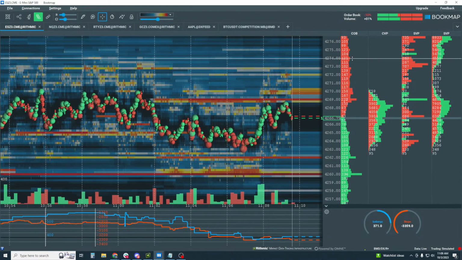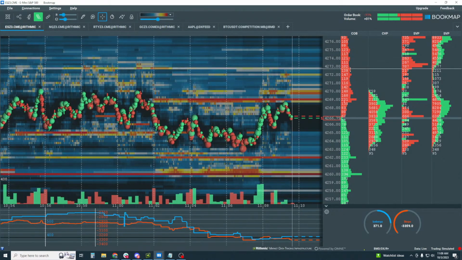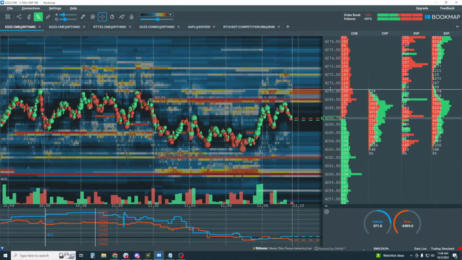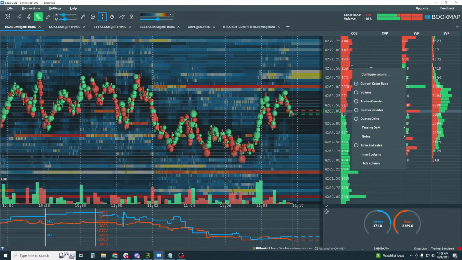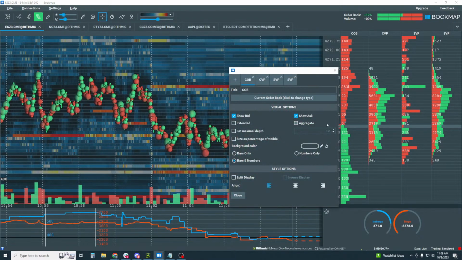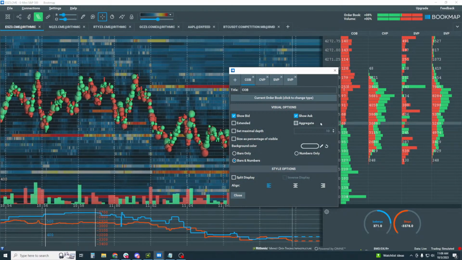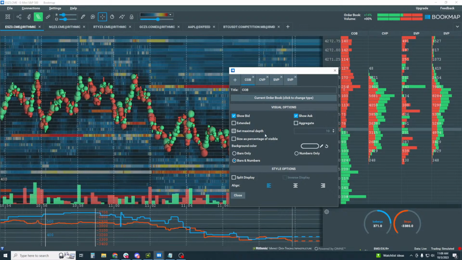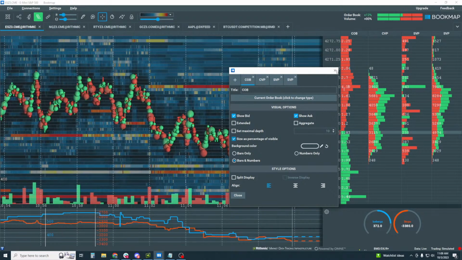There's a new option in here, and this was requested by a very high-end professional trader. The COB column, you can right click in here and go to configure. He wanted to see it as a percentage of visibility here.